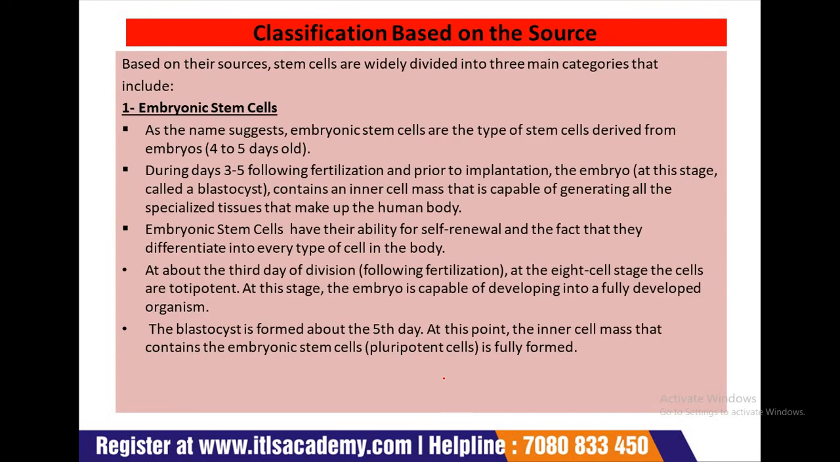Now we will discuss the classification based on the source. Based on the source, the stem cells are widely divided into three main categories. First one is the embryonic stem cells. As the name suggests, embryonic stem cells are the type of stem cells derived from embryos that are about 4 to 5 days old. We have already seen this in the previous picture.